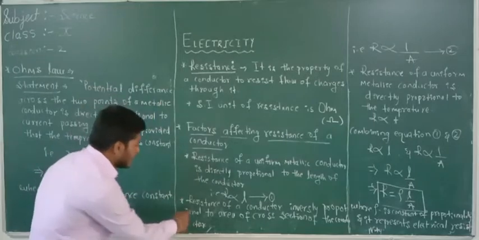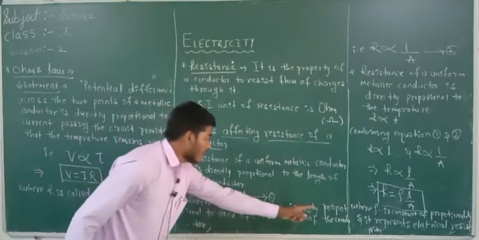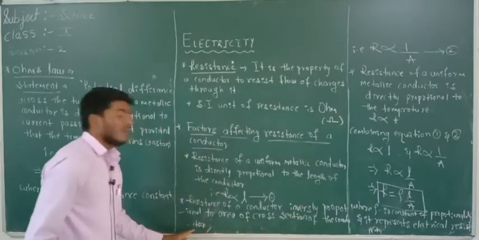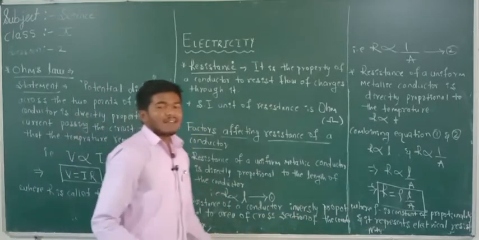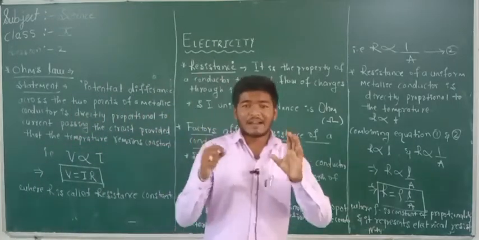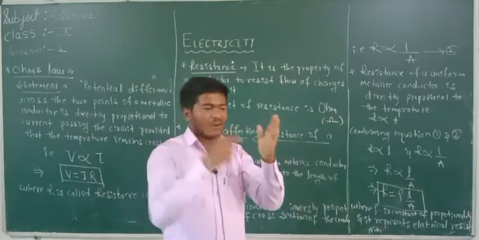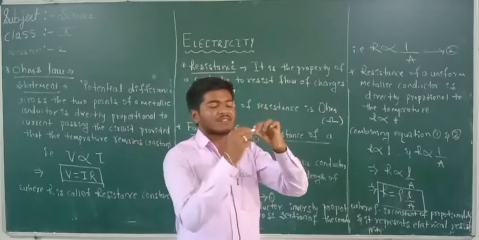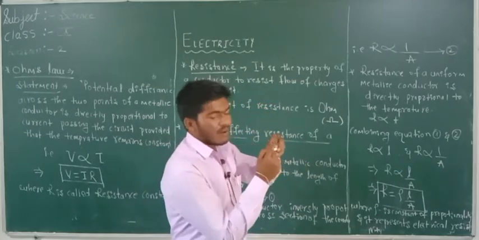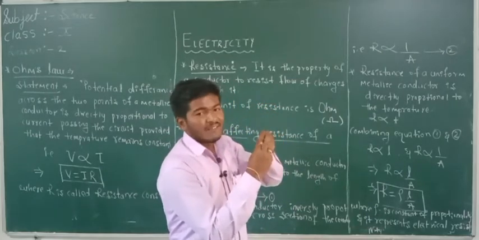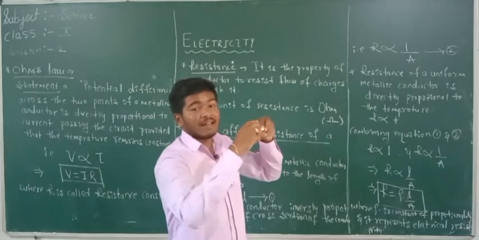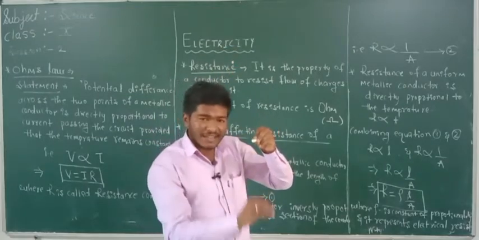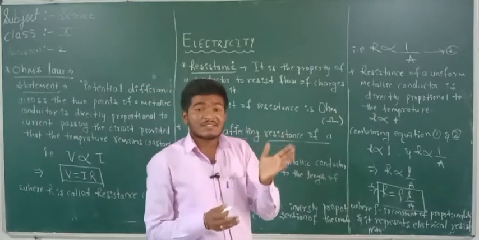Another property: the resistance of a conductor is inversely proportional to the area of cross section of the conductor. If you consider a conductor, this is the area of cross section. If the area of cross section increases, then the resistance decreases. If the area of cross section decreases, the resistance increases.